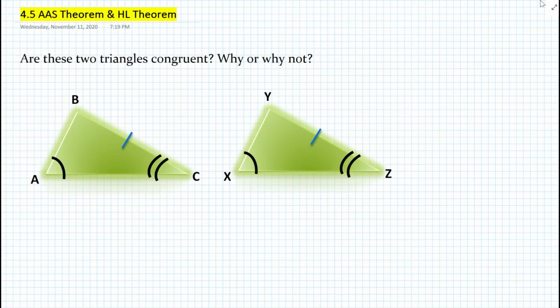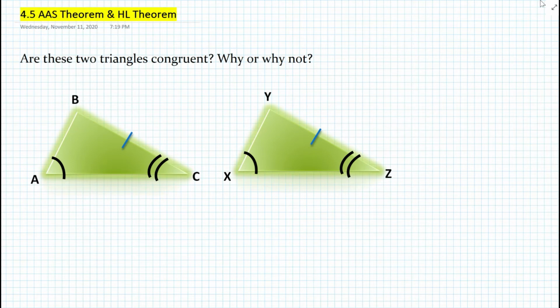In today's lesson, we will be learning about the AAS theorem and the HL theorem. To get started, let's look at the following figure. Here we can see that angle A and angle X are congruent in both of these triangles. Also, angle C is congruent to angle Z, and we have segment BC congruent to segment YZ. The question is, are these two triangles congruent?